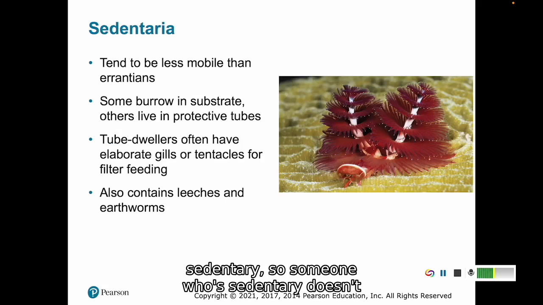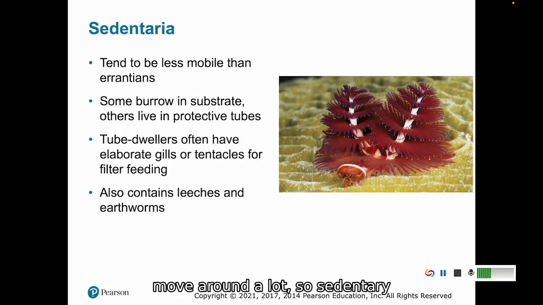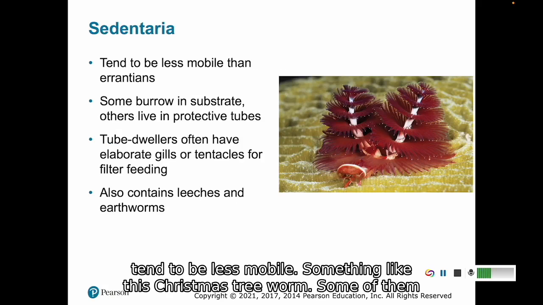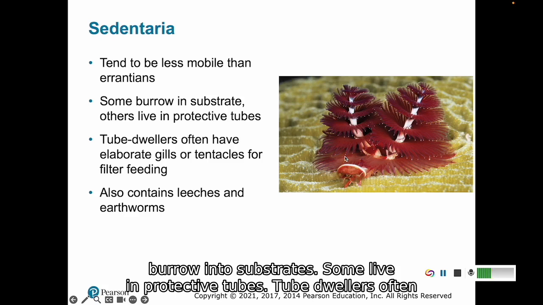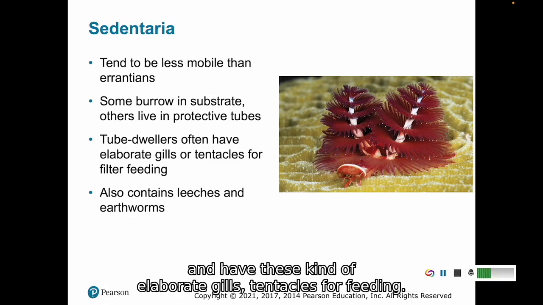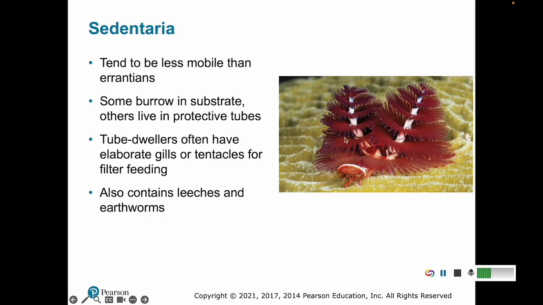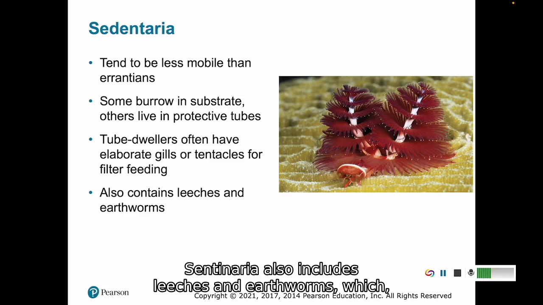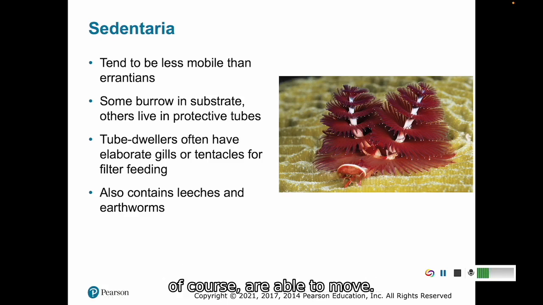Then sedentary, so someone who's sedentary doesn't move around a lot. So Sedentaria tend to be less mobile. Something like this Christmas tree worm. Some of them burrow into substrates. Some live in protective tubes. Tube dwellers often have these kind of elaborate gills, tentacles for feeding. Sedentaria also includes leeches and earthworms, which of course are able to move.